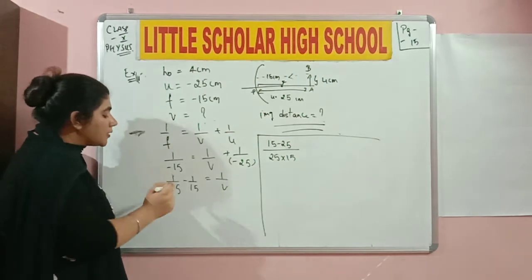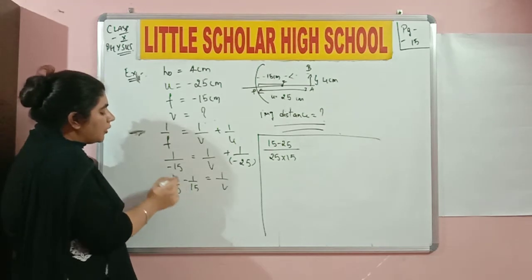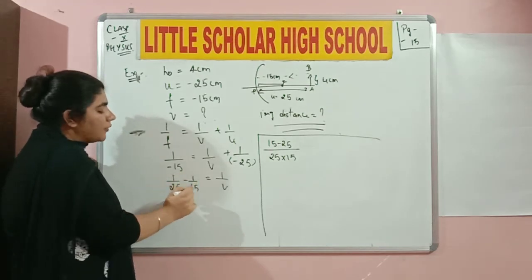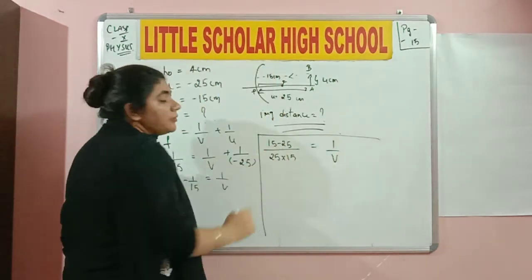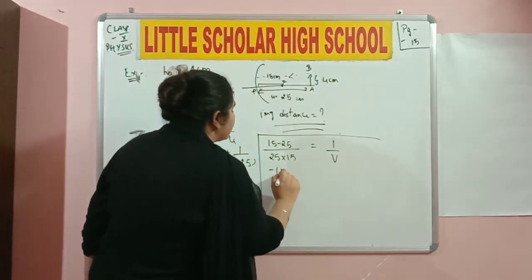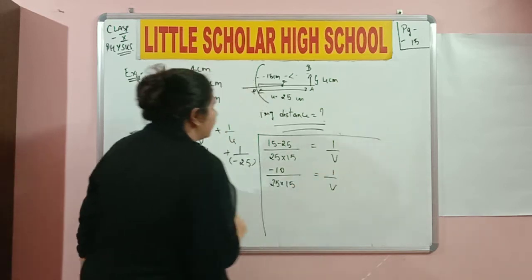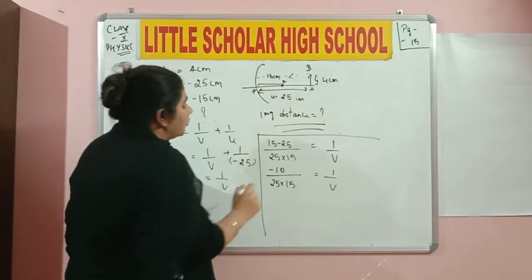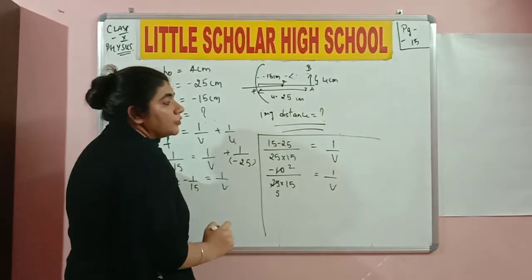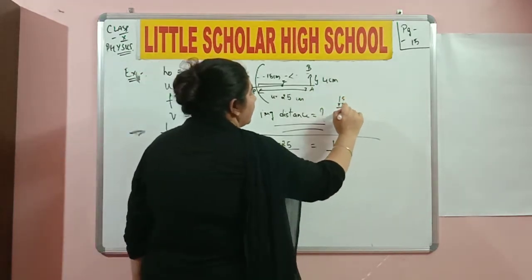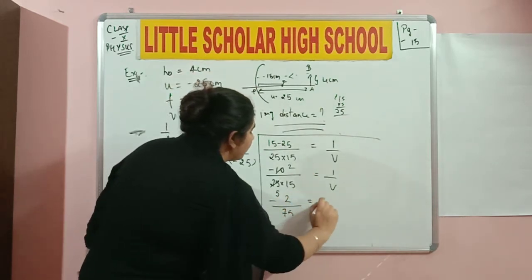That's an easy technique. Again, look at this: 1 by 25 minus 1 by 15. How do I solve it? I just wrote it as 15 minus 25 divided by 25 into 15. Then we have this equal to 1 by V. What is 15 minus 25, class? Come on. It is minus 10 by 25 into 15 is equal to 1 by V. I hope I'm going correct. Now 5 twos are 10, 5 fives are 25. What is 15 into 5? 15 into 5 is 75. Yes. Minus 2 by 75 is equal to 1 by V.